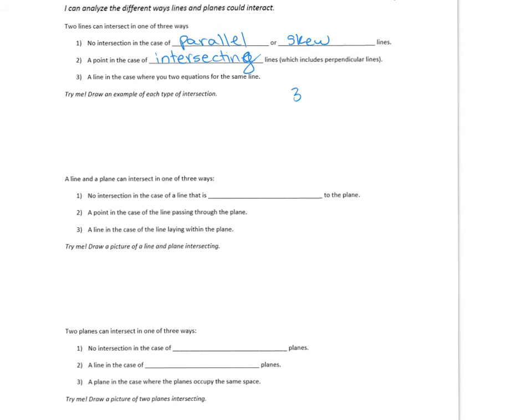So for example, the line 3y plus 2x equals 10 and 6y plus 4x equals 20, those would end up being the same line, so their intersection would in fact be a line. Now I want you to pause the video and draw an example of each kind of situation. No intersection, intersecting at a point, and intersecting in a line.